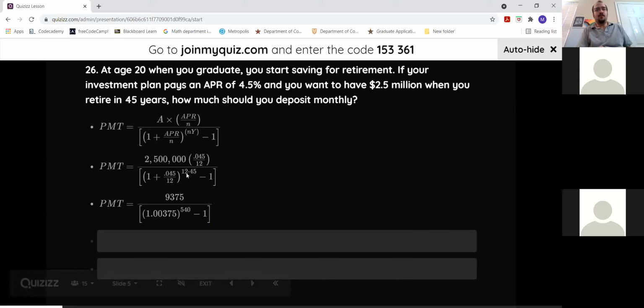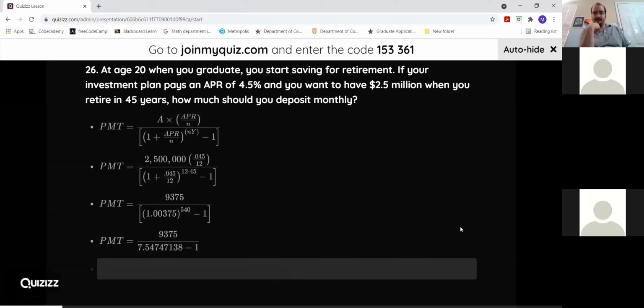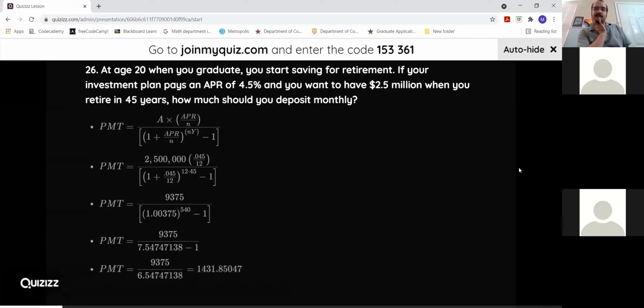The other thing I did was 12 times 45 gives me 540. If I divide these two numbers, it gives me this little fraction, 0.00375, and I'm tacking on a 1 to it. When I do this to the 540, it should give me 7.5 something. I subtract those two numbers, it's 6.5 something. I divide those two numbers, I should be getting 1431.85. I rounded up to 1432.